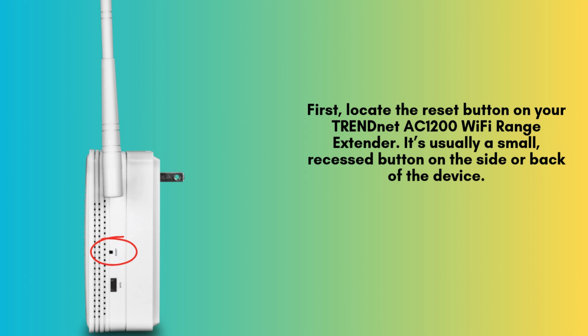Next, locate the reset button on your TRENDnet AC1200 Wi-Fi range extender. It's usually a small, recessed button on the side or back of the device. You might need a paperclip or a pin to press it.